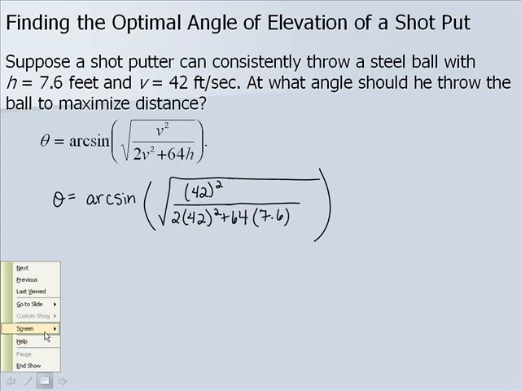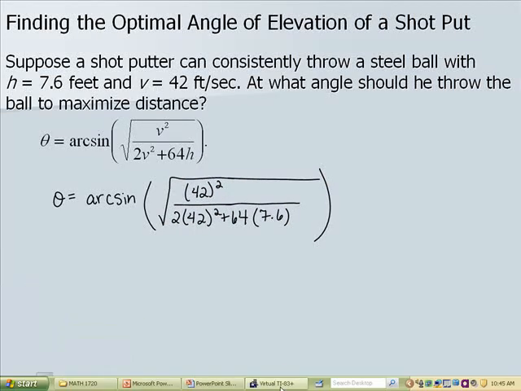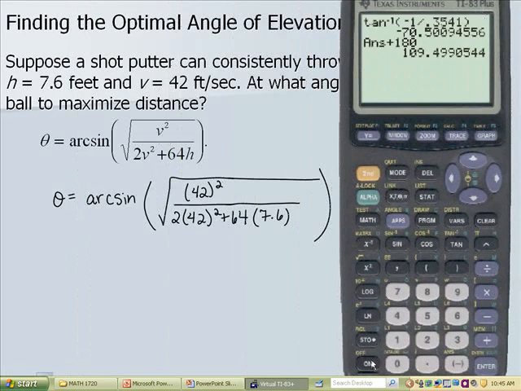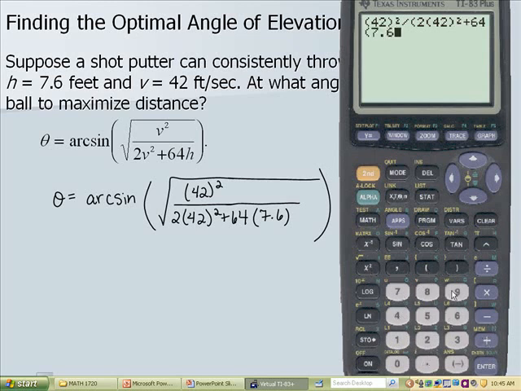So we want to plug this into our calculator. Now first I'll evaluate my square root here. So let's do the fraction inside. We have 42 squared divided by the denominator, which is 2 times 42 squared plus 64 times 7.6. Then we want to take the square root of that answer, so we do our square root symbol and then do second and our negative key to type answer, so we don't have to retype the decimal.